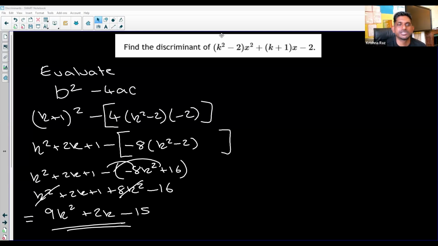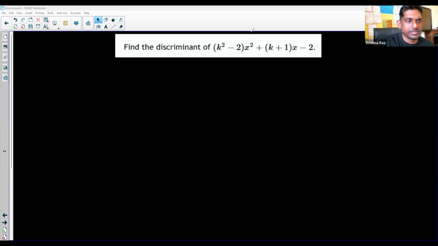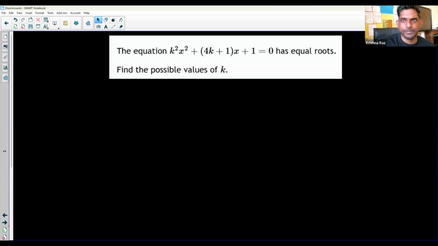Had the question said there are 2 real roots, we would set that greater than 0. If the question had said there was 1 root, we would set it equal to 0. And if the question had said that there were no real roots, we would set this less than 0. And in each case, solve that to figure out the range of values for k. So hopefully that's what we're leading on to now.